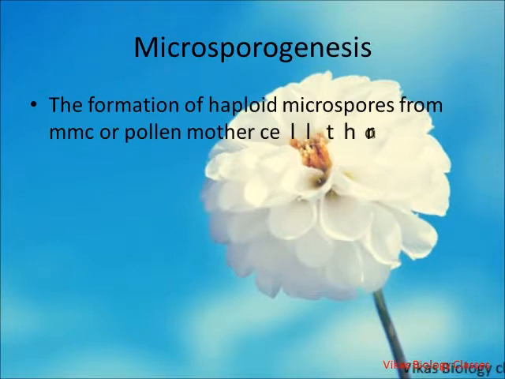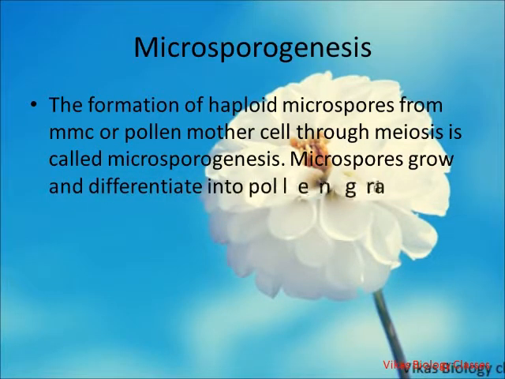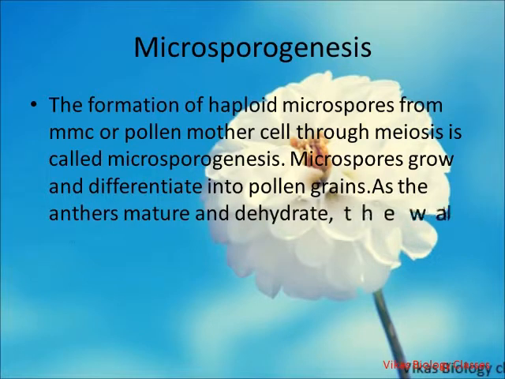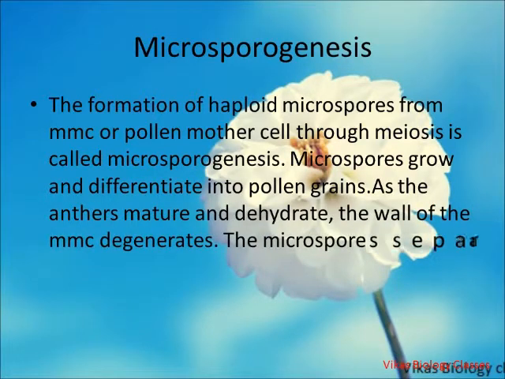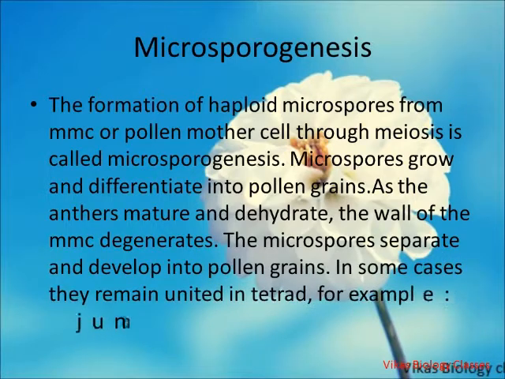Microsporogenesis. The formation of haploid microspores from MMC or pollen mother cells through meiosis is called microsporogenesis. Microspores grow and differentiate into pollen grains as the anther matures and dehydrates. The wall of the MMC degenerates. The microspores separate and develop into pollen grains. In some cases they remain united in tetrads, for example Juncus typhi.